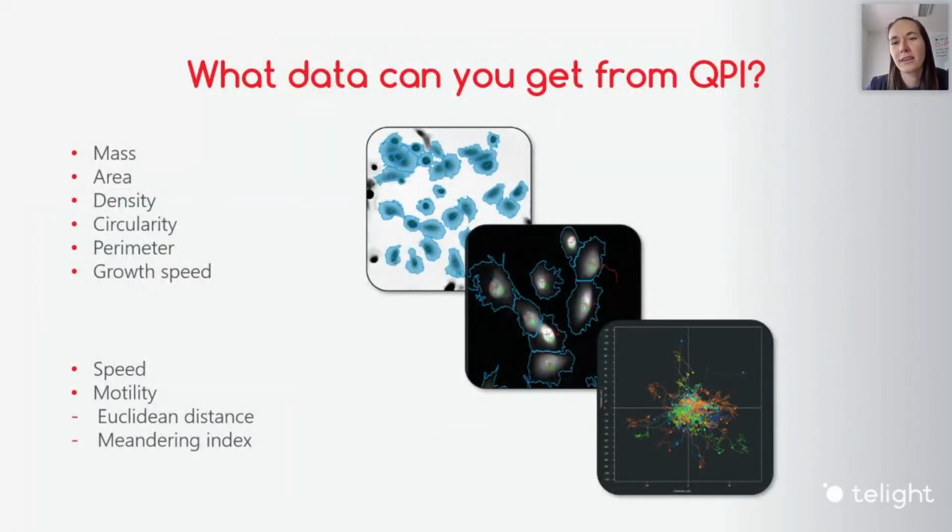So what data can you actually get when you use this technology for looking at your cells? I already mentioned that you can directly quantify the cell dry mass. When you segment the objects, then you can assign many morphological parameters and describe each object by its area, density, circularity, and many more. If you perform time-lapse experiments and then segment the objects, you can also track the objects in time and describe their movement by, for example, speed, motility, meandering index, and many more tracking parameters. If you combine quantitative phase imaging with fluorescent imaging, then of course you can combine these two data together.